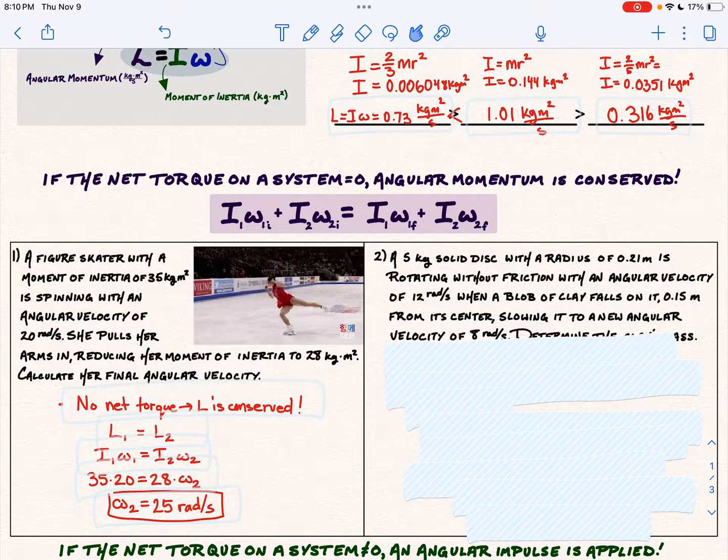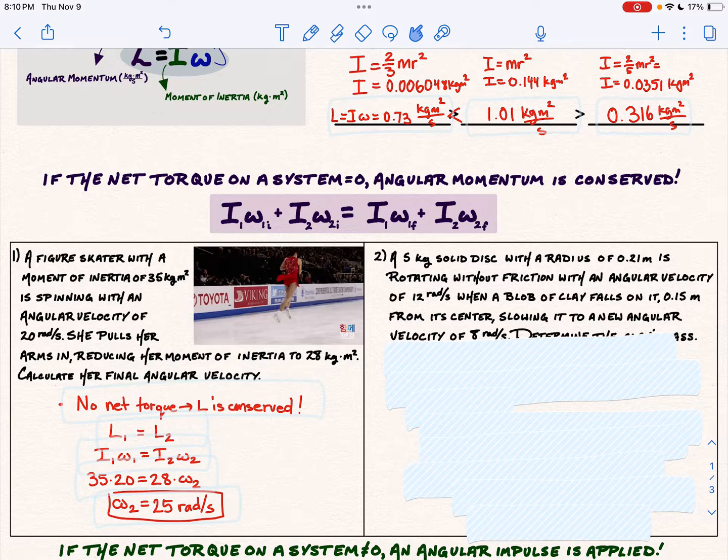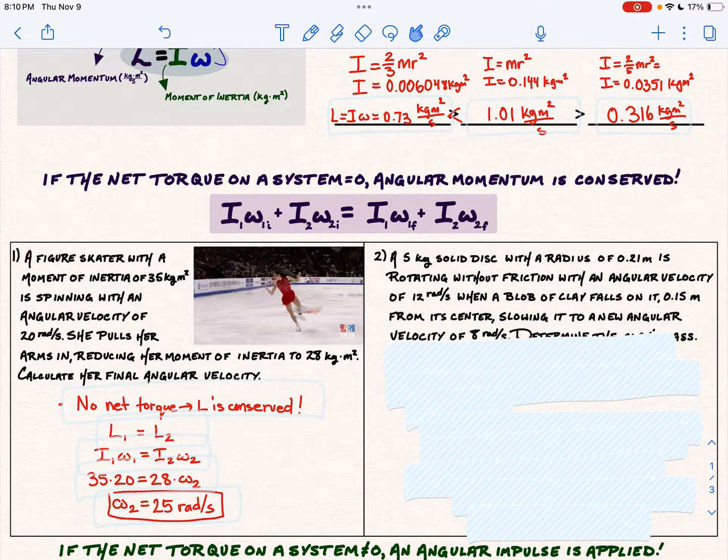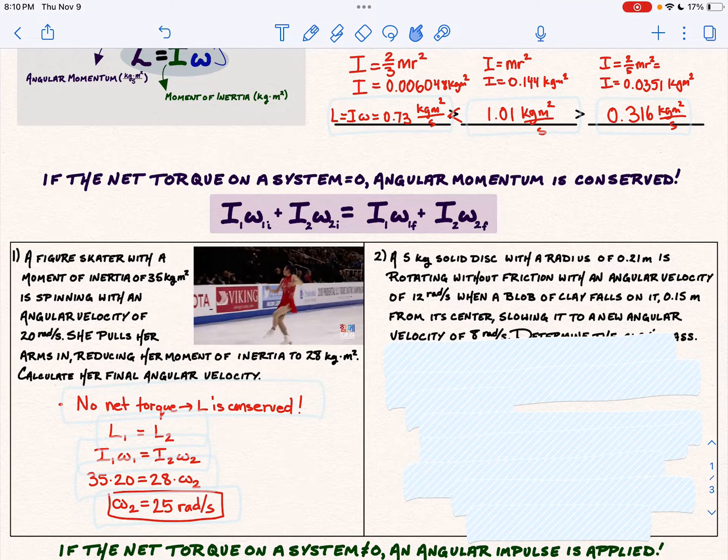In the second example, we're going to be using a collision between two objects. We have a solid disk and we have a blob of clay. Now this is a collision, and it is fair to say that when the blob of clay collides with the disc, the disc experiences a torque and slows down.